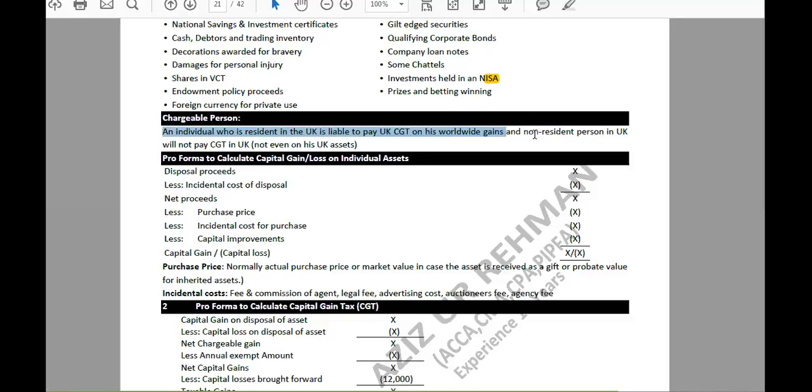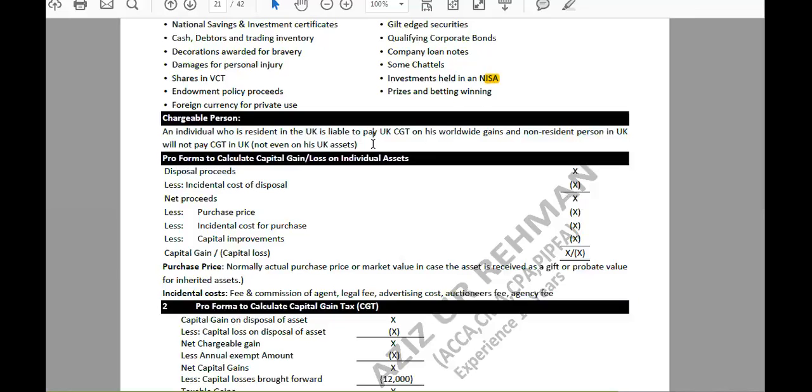But if a person is not UK resident, he will not pay CGT in the UK, not even on UK assets. But there is an exception over here. That is land and building. I will add land and building over here when I send you the updated copy of these notes. I will share these notes in the WhatsApp group before our next class, and obviously I will update all these typing errors.